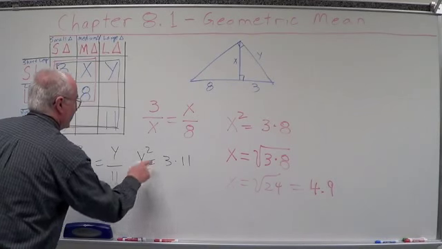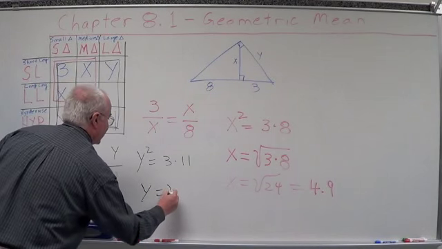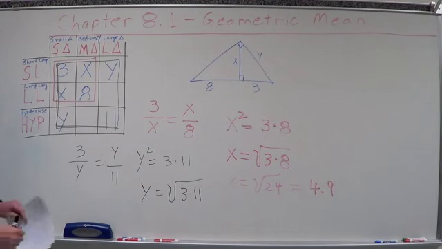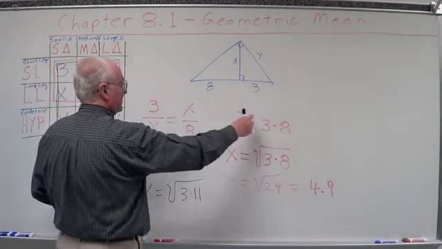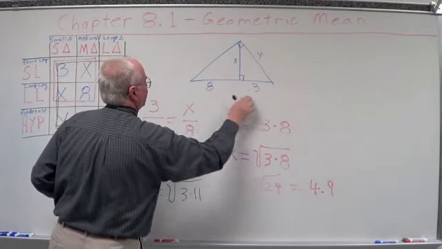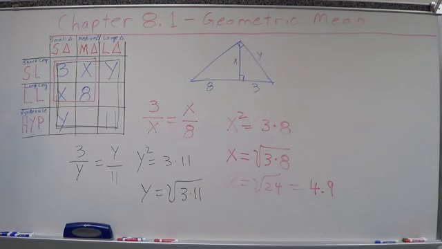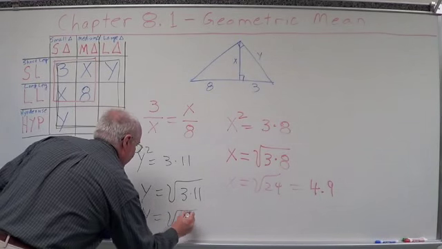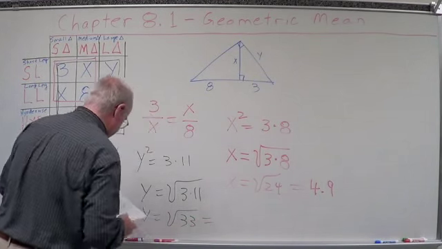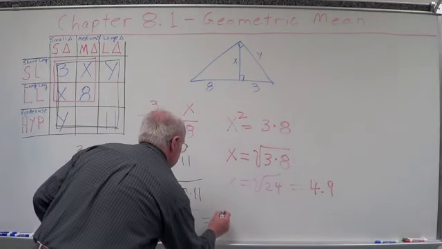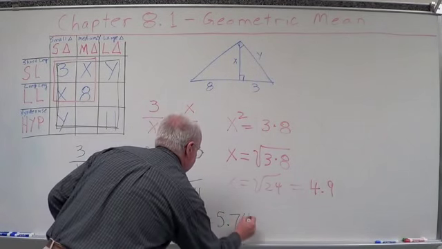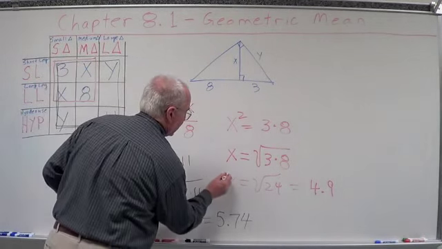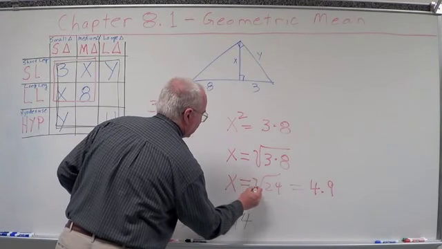Okay? We really don't want y squared, we just want y, so we're going to take the square root of 3 times 11. Oh, wow. y is the geometric mean of this number and this hypotenuse. Okay? What is that? y equals the square root of 33, which is 5.74. Okay? So that's what we're talking about and how to solve some fairly simple problems.